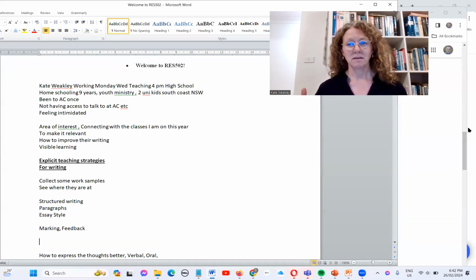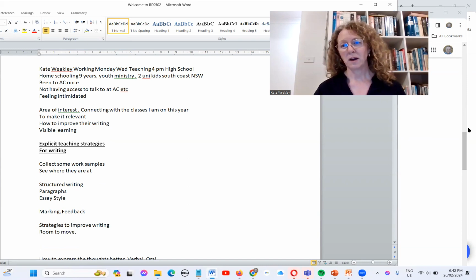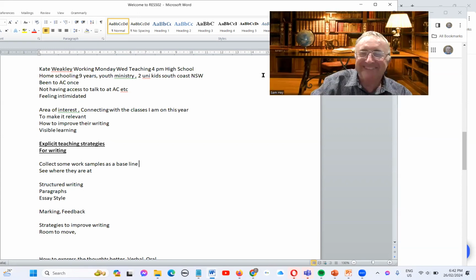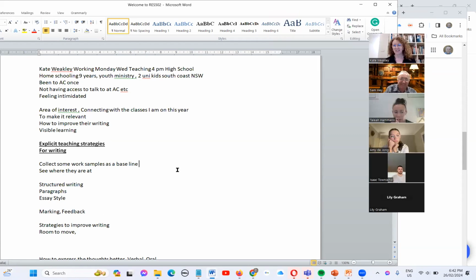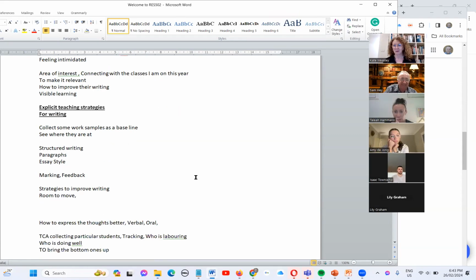But I guess there's always then going to be room for me to move, isn't there? Like whether that's working or not working, whether I need to try new things, that's sort of what I've started to think of. But I've started to collect some work samples as a baseline. So I'm interested to talk about the ethics of that, like how that works. But I've just stuck them under my desk and thought they should come in pretty handy.